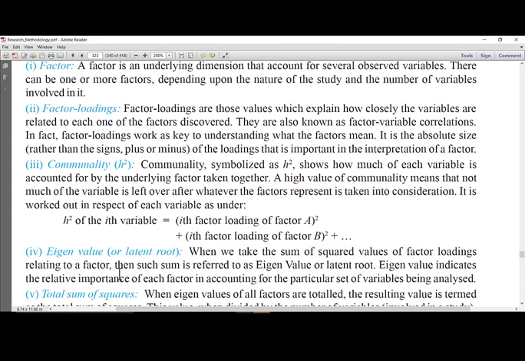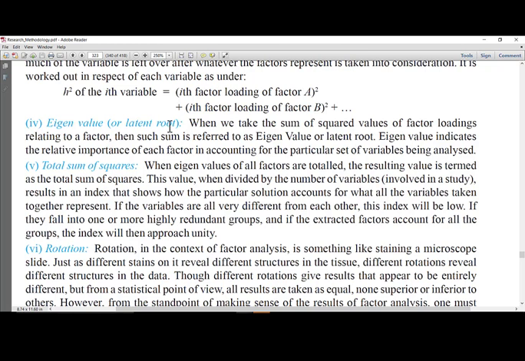Then there is communality, H square. Communality, symbolized as H square, shows how much of each variable is accounted for by the underlying factors taken together. A high value of communality means that not much of the variable is left over after whatever the factors represent is taken into consideration. It is worked out in respect of each variable: H square of the ith variable is equal to the ith factor loading of factor A whole square plus the ith factor loading of factor B whole square plus etc.